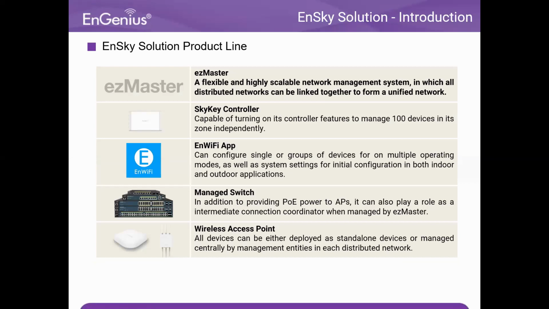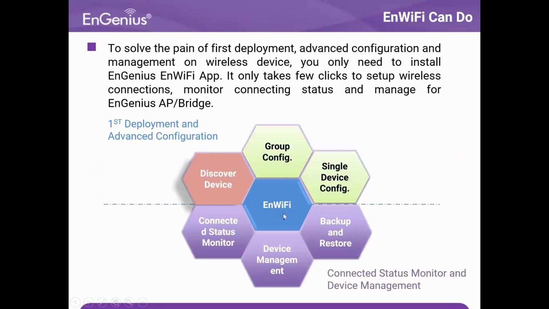We are talking about the Easy Master, the SkyKey controller, as well as the EnWiFi app, the managed switch, and the wireless access point. So mainly the EnWiFi app caters more for the access point when you're over at the site. So it actually caters for the device configuration and discovery. How do you actually discover the device, and how you can actually facilitate the EnWiFi app to assist you when you're over at the site.